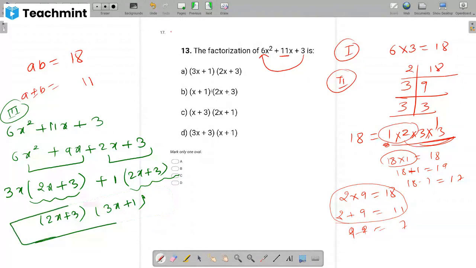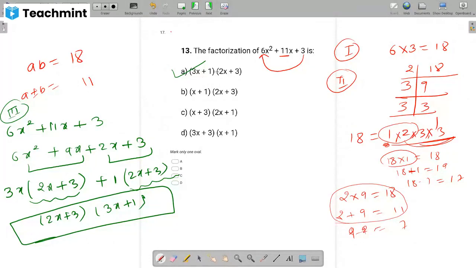So which one is the correct option? 2x plus 3 and 3x plus 1. The first one is the correct option. And since it's a multiple choice question, you can also do one thing. Instead of doing this, there is another way. This can be used in MCQs only, because we are given the options. What you can do is multiply the factors, and whichever multiplication equals this polynomial will be the answer. That is another method, but it is applicable only if you are given MCQ type questions.